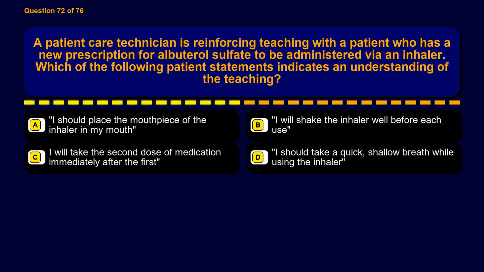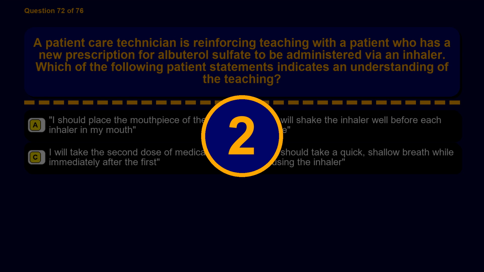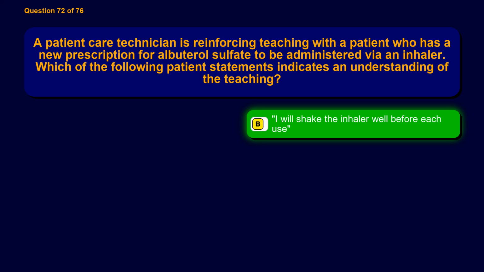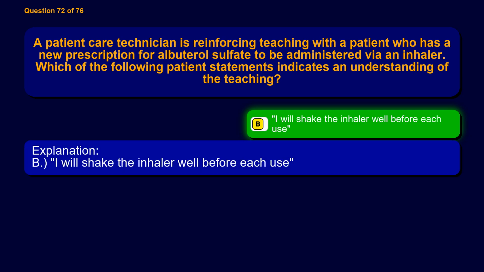Option A, I should place the mouthpiece of the inhaler in my mouth. Option B, I will shake the inhaler well before each use. Option C, I will take the second dose of medication immediately after the first. Option D, I should take a quick, shallow breath while using the inhaler. The correct answer is option B, I will shake the inhaler well before each use.